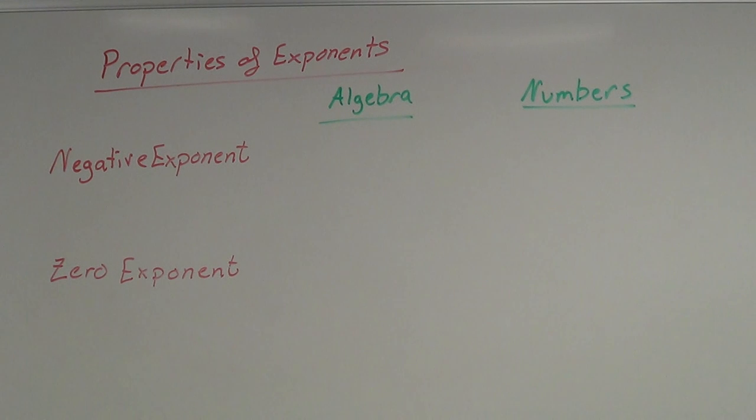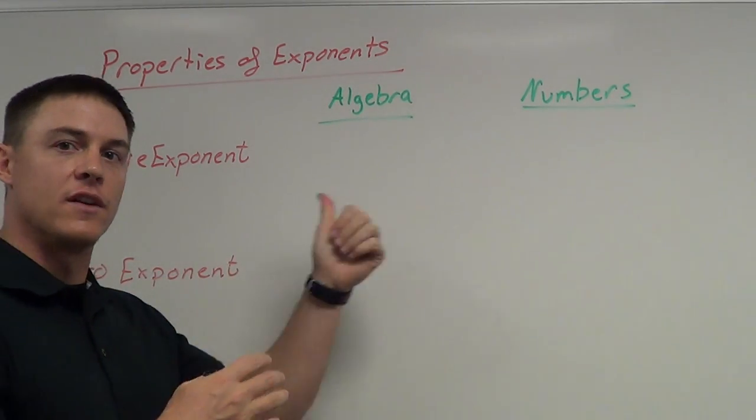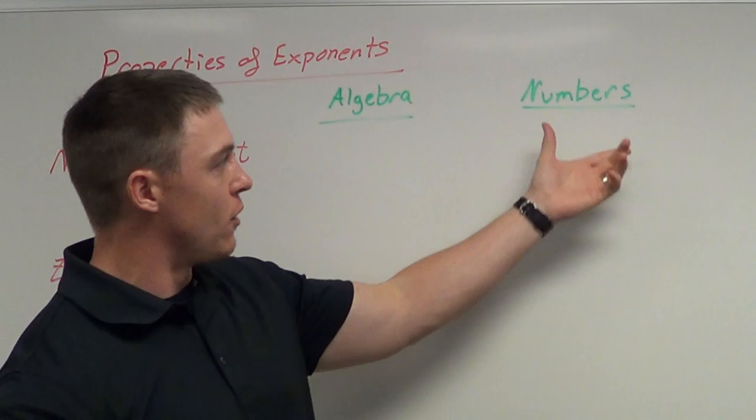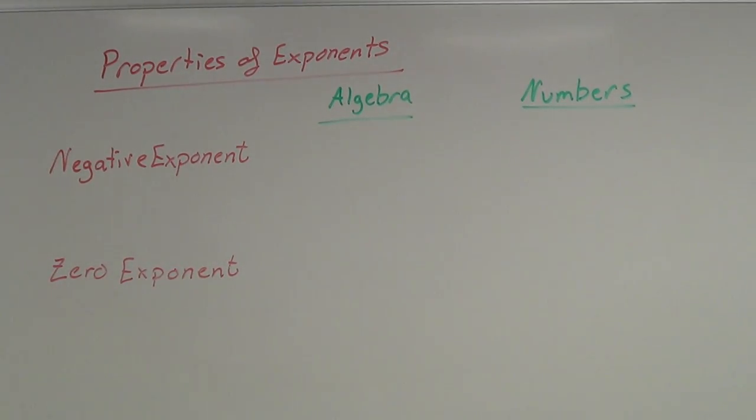So in this video I'm going to explain more about negative exponents and then also what happens if you have a zero for an exponent. Explain a little bit behind that also. Okay, so in this video, I will first talk about the algebra behind this. So I'm going to use variables to kind of explain these properties. And then with those, I'm going to replace all those variables with numbers so we can get a better understanding of these two properties. Okay, so negative exponents.